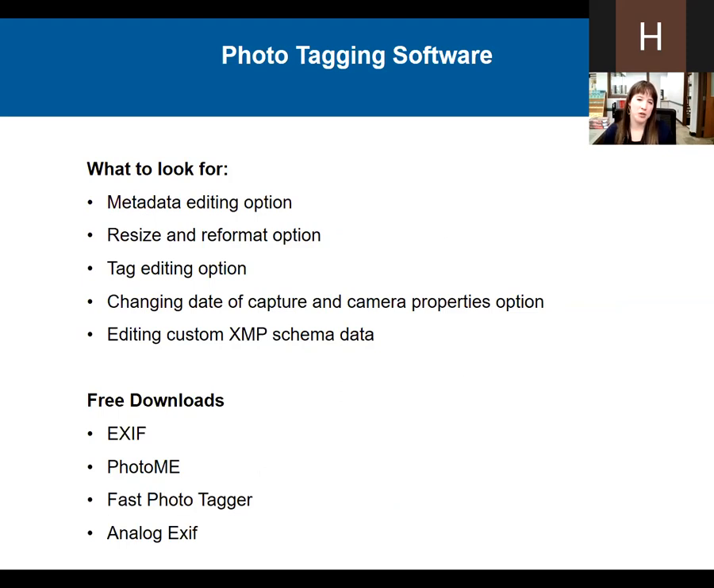So when you're looking for photo tagging software, there are some things to look for. You want to look for things that have a metadata editing option, so it allows you to input new metadata or edit any existing data that's already on the image. You also want to consider a software program that has the ability for you to resize or reformat the file or the photo. Also a tag editing option, and any changing of data or capturing camera properties options. So you want to be able to change the date if you need to, or also adjust the camera properties. Editing custom XMP schema data is also useful to look for.